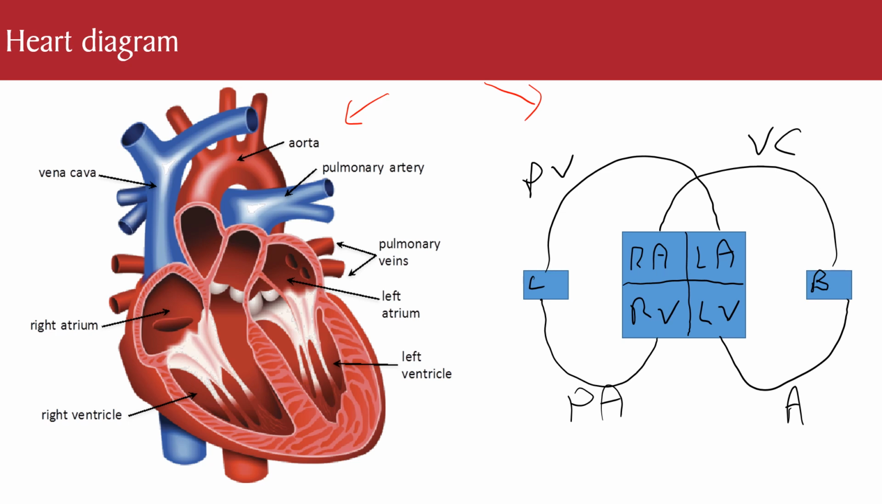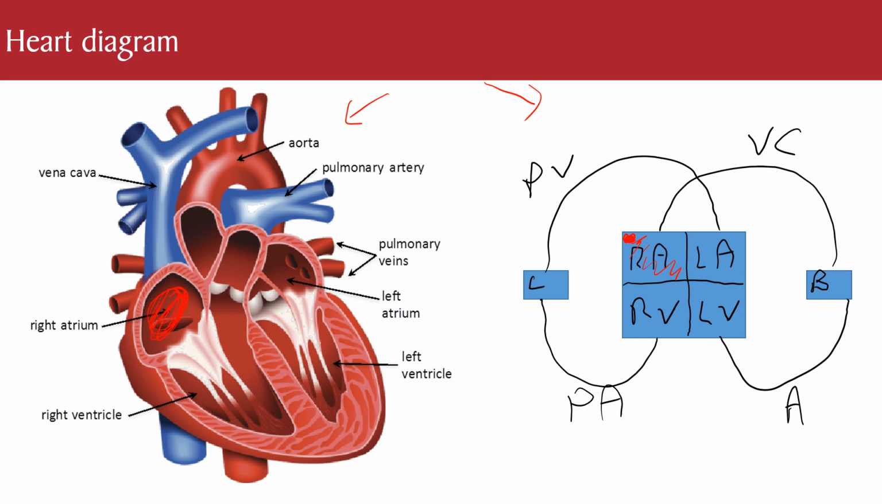So what I'm going to do here is start with the right atrium. And again, notice that the right and the left are on the wrong way. I'm going to find the right atrium over here, which is there. So what blood does is collect in the right atrium.